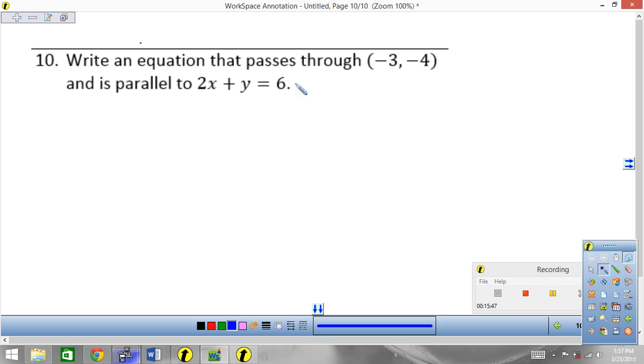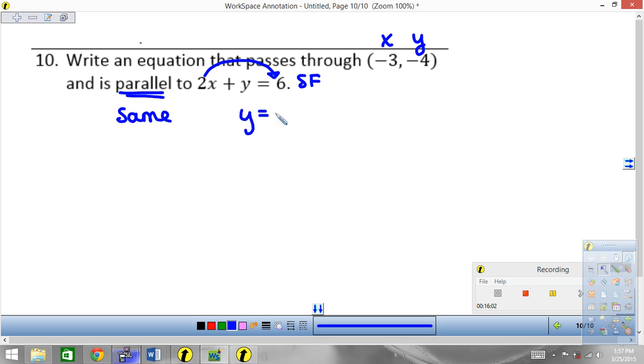Number 10. Same thing, we're writing an equation that passes through this point, x and y, and is parallel, which means the slopes are exactly the same. Since this is in standard form, we need to either solve for y by moving the 2x over, or remembering that slope is the opposite of a over b when in standard form. So when the 2x crosses over the equals, it becomes a negative 2x. So I can see that my slope is negative 2. If I want the parallel slope, it has to be the same, so it's also going to be negative 2. Remember, we try not to use this number anymore once we come up with either the parallel or perpendicular slope.